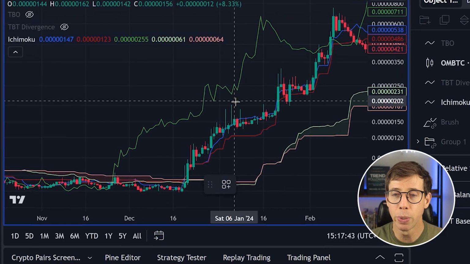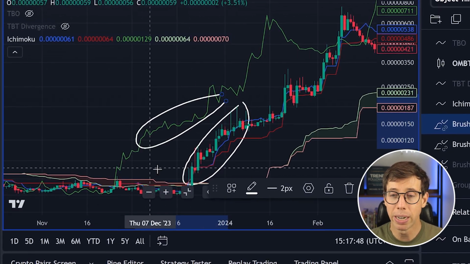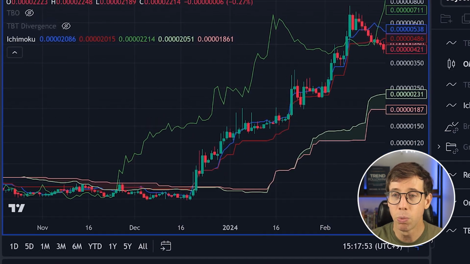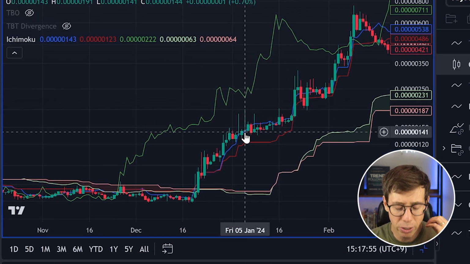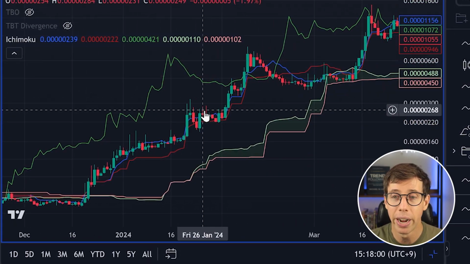If the price is in the sweet spot right here, we have the lagging span to the left, clearly above price action. We have the cloud over here, and the price is well above the cloud. Guess what? You're in the golden zone. This is an extremely bullish chart that should continue to push up higher and higher and higher, which it clearly does. Now, here's another tip with the Ichimoku cloud.